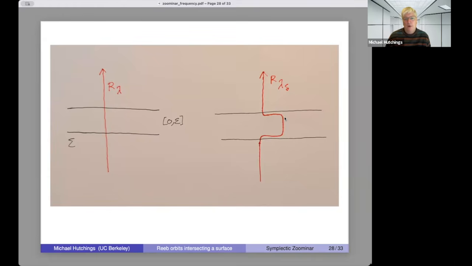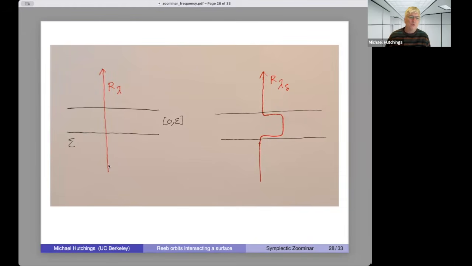But now I want to choose my bump function so that it's symmetric with respect to this interval from 0 to epsilon. So now as I'm getting ready to leave this region, the bump function goes back down to 0, and the derivative of the bump function deflects the Reeb vector field in the opposite direction from before. And then I leave this region exactly the same place I left it previously.